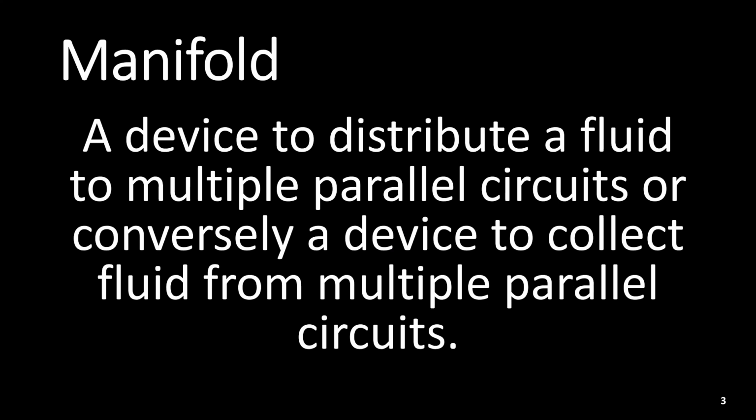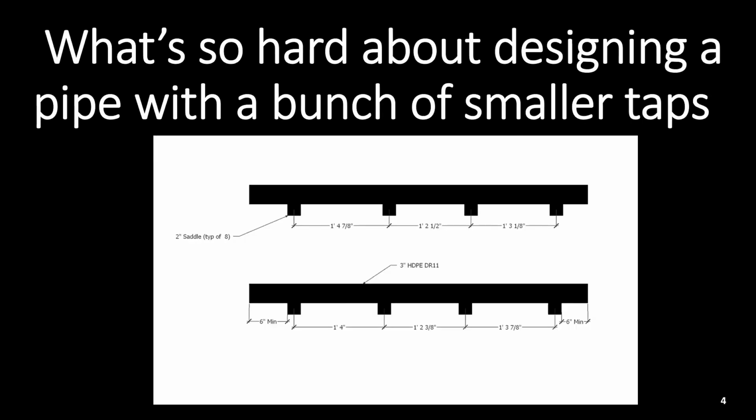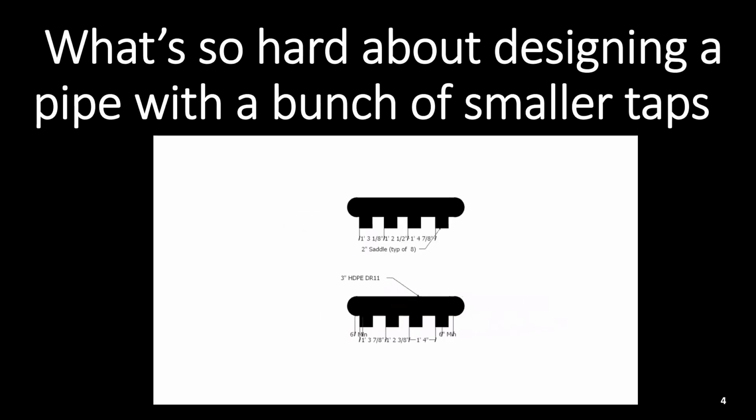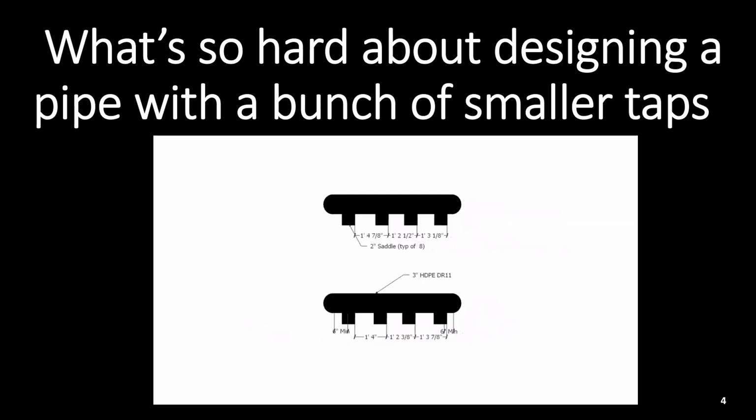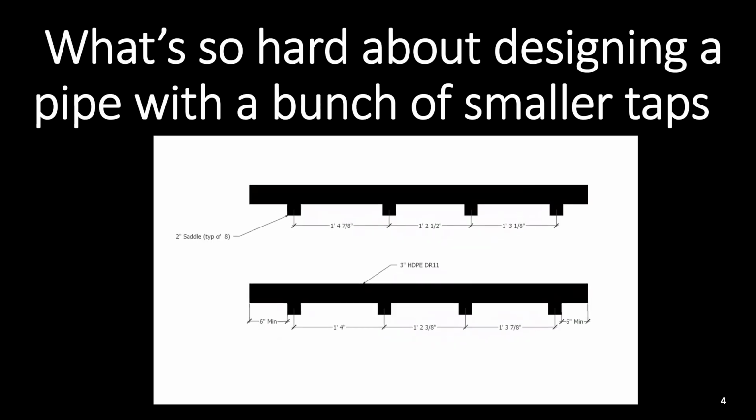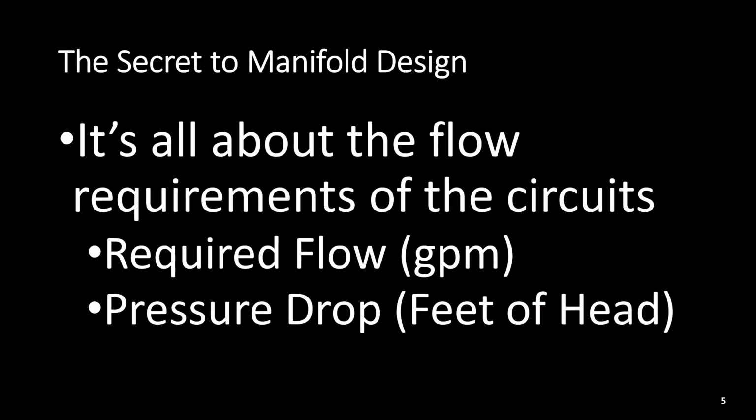A manifold. It's a very simple device. Its function is to distribute a fluid to multiple parallel circuits, or conversely, to collect fluid from multiple parallel circuits. It's a simple device. And frankly, what's so hard about designing a pipe with multiple taps on it? Well, frankly, it's not very difficult. The manifold itself is pretty straightforward.